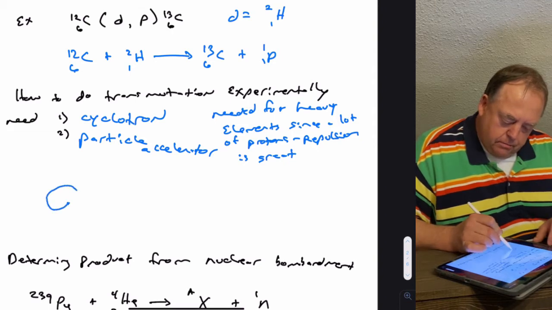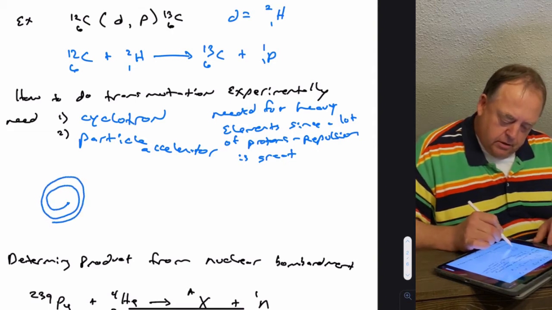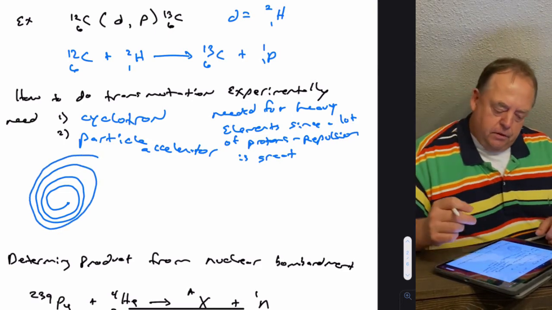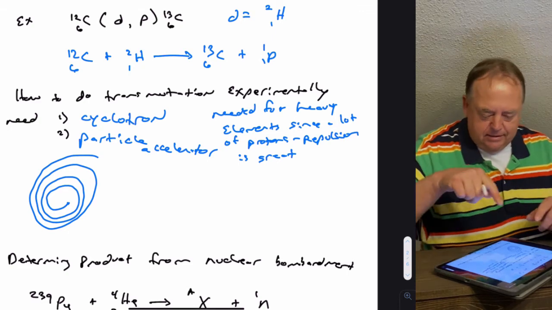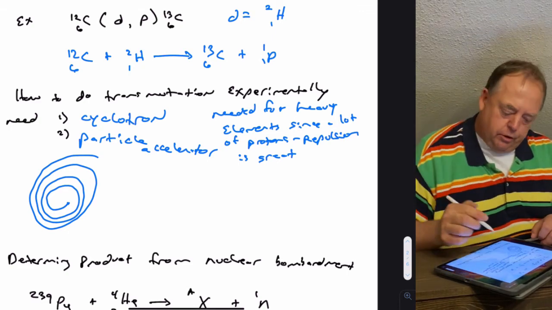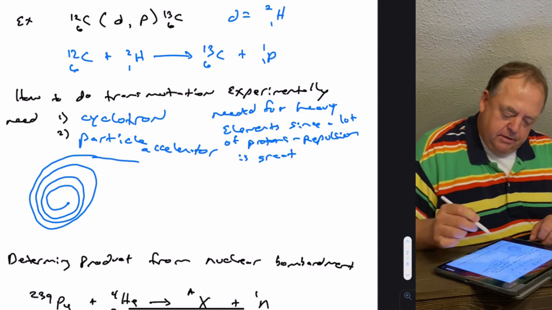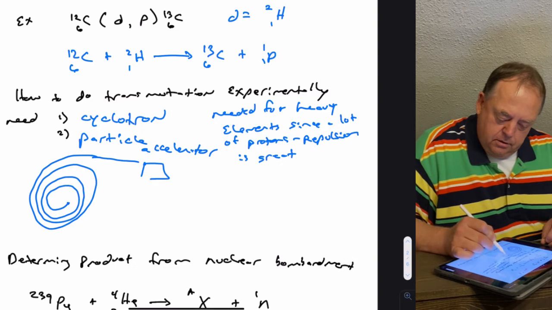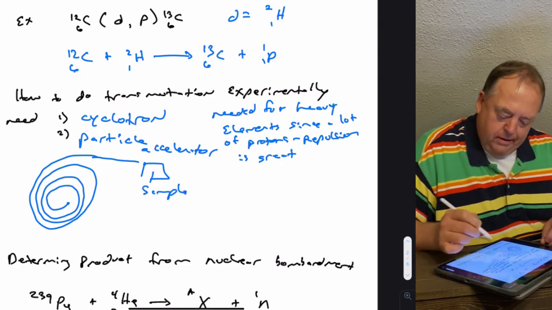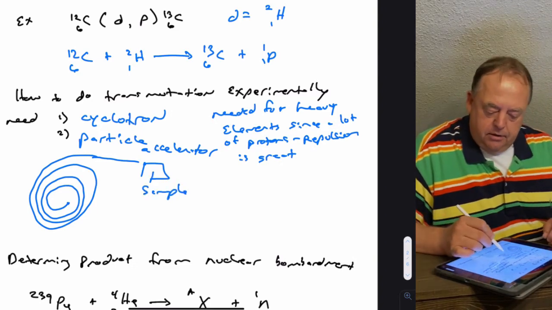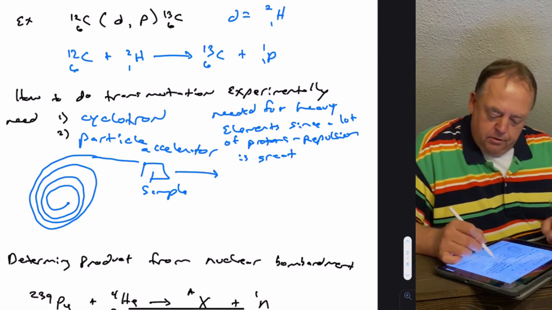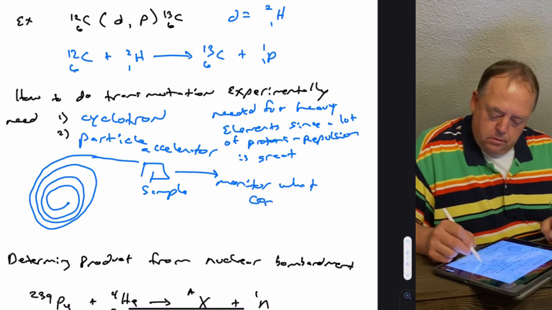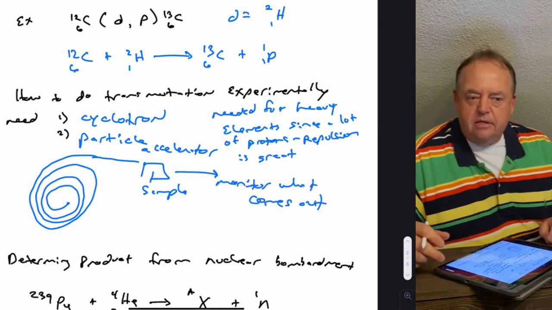You inject the particle, and then through a series of electric fields that you pass it through, you get it going really, really fast, and it gets into a bigger circular pattern. And then at the end, it comes out of that, and then you slam it into your sample, and they fuse, and then you monitor what comes out of the sample at that point.